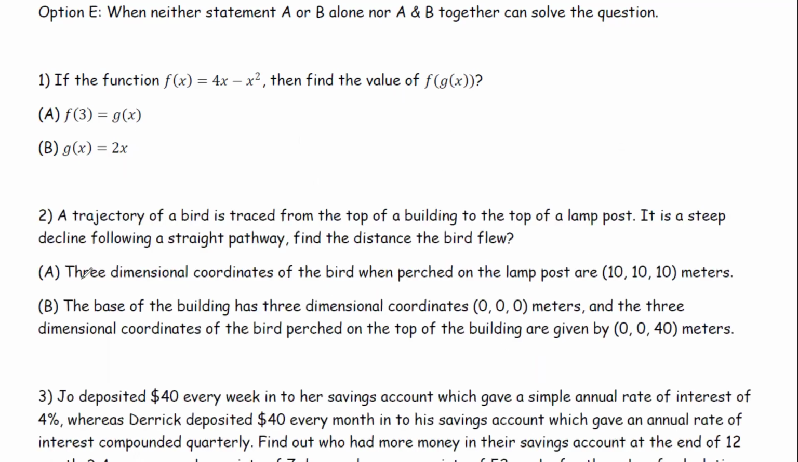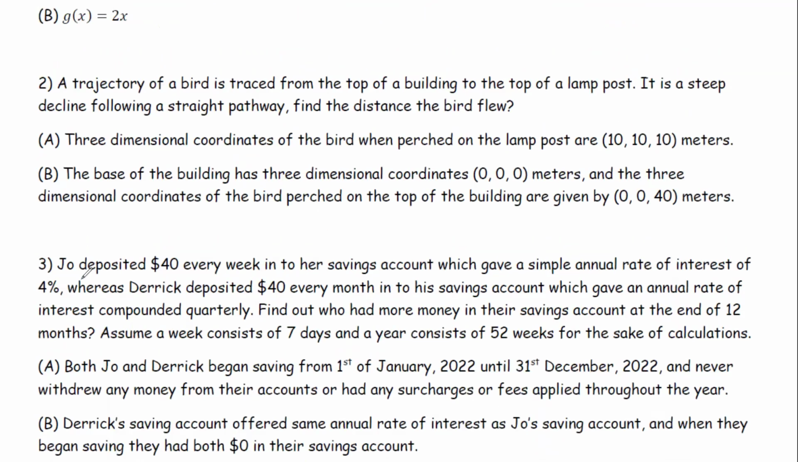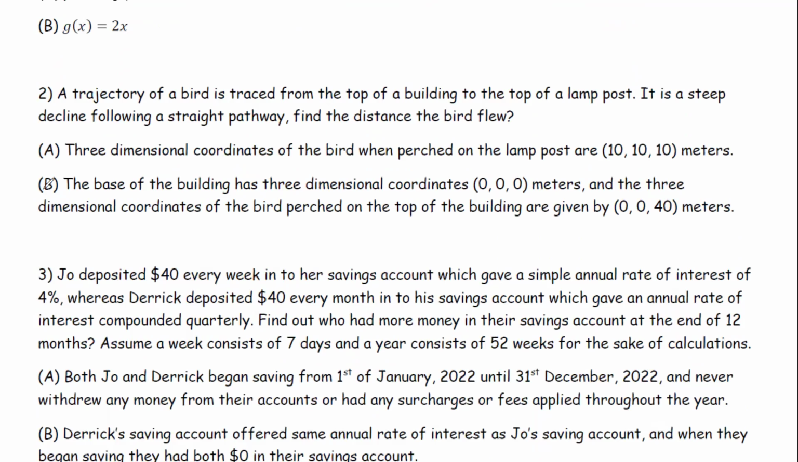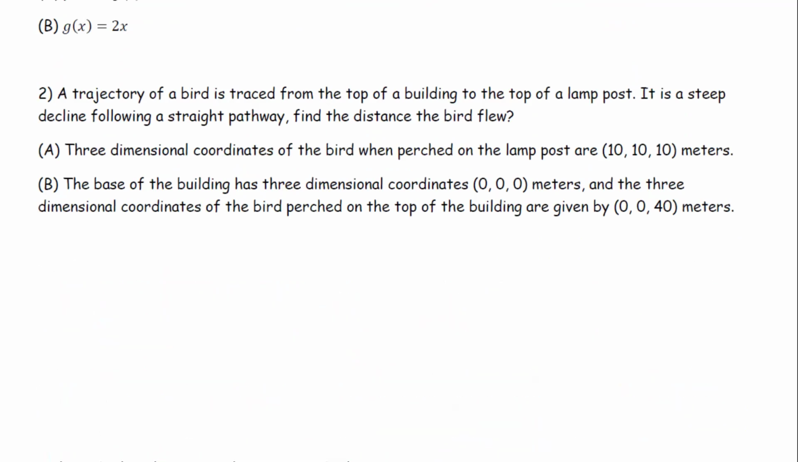Okay, second one. A trajectory of a bird is traced from the top of a building to the top of a lamppost. It is a steep decline following a straight pathway. Find the distance the bird flew. A, B, C, D, E. The three-dimensional coordinates of the bird when perched on the lamppost are 10, 10, 10.